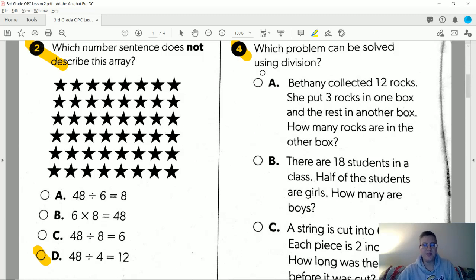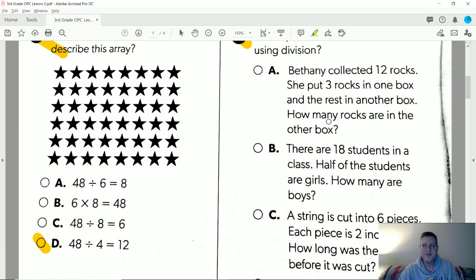Number 4, which problem can be solved using division? So option A, Bethany collected 12 rocks. She put 3 rocks in one box and the rest in another. How many rocks are in the other box? That would be subtraction, so 12 minus 3. So we're not going to pick that one. Second one, there are 18 students in a class. Half of the students are girls. How many are boys? So this would be 18 divided by 2. So this would be our correct answer.